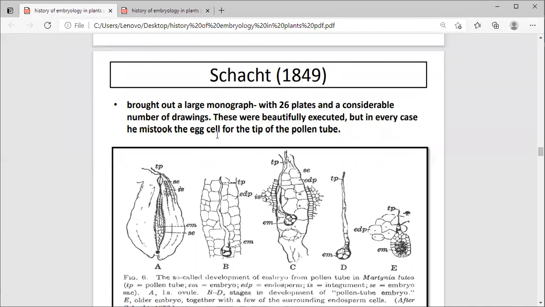And then in this, the scientist gave 26 plates of photographs and a considerable number of drawings. There were beautiful exudates, but in every case he mistook the egg cells for the tip of the pollen tube. So this is the earliest study here.